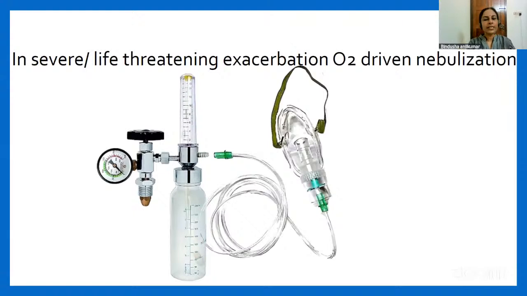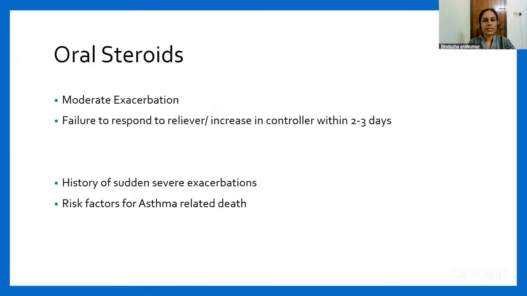Then in life-threatening exacerbation, we can go for oxygen-driven nebulization. There is no need for you to use the nebulizer in those cases. Oxygen tubes can be directly connected to the flow meter. You'll have to keep the airflow above 6 liters, and the fumes will be produced just by the force of the airflow. Instead of the compressor, the oxygen source is used as the driving force for nebulization here. So you need to use this only for severe or life-threatening exacerbation.